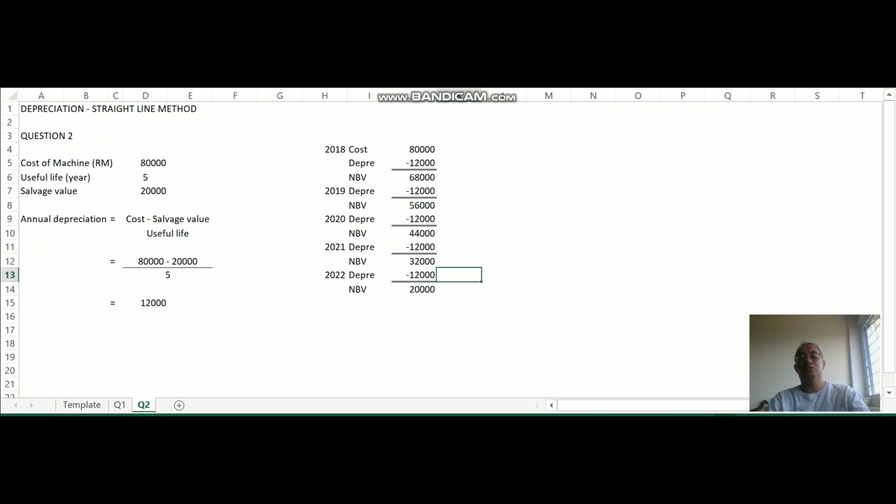Okay, so that's all. I think we have finished question number 2. Remember, if we have a salvage value, we need to minus the salvage value first. Then you divide by the years of useful life.